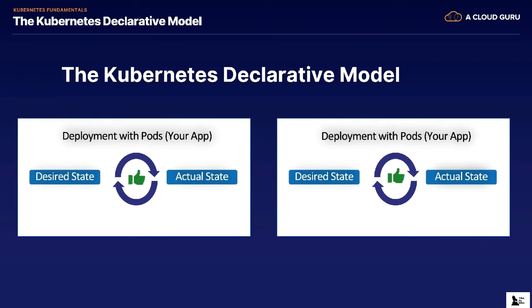So it might start additional pods. It might stop pods if there's too many pods. And this is that declarative model that we've been talking about. And now let's go into the lab.